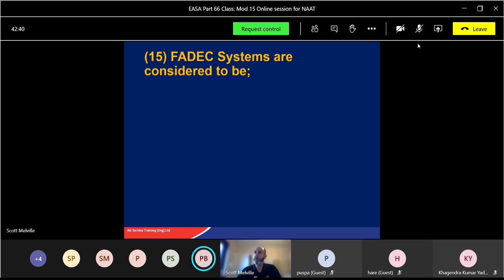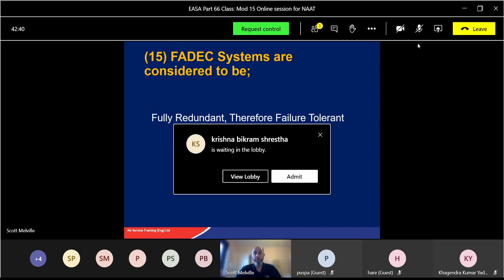Okay, this one, go for another break. So FADEC systems are considered to be what? So we know what type of system they are. They're a closed loop dual channel circuit. But what is FADEC also considered to be? Redundant. Yeah, good. Redundant, therefore failure tolerant. So it's a self-contained system. It doesn't go wrong. Well, maybe it does. How do we know it goes wrong?